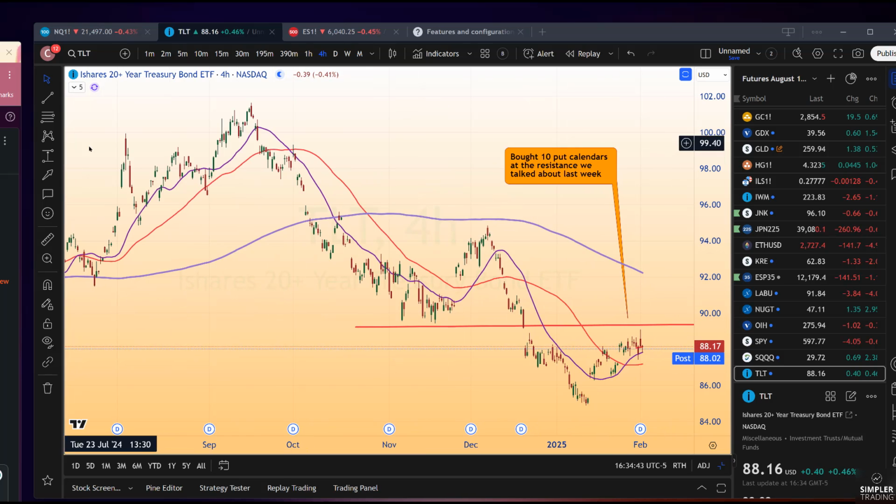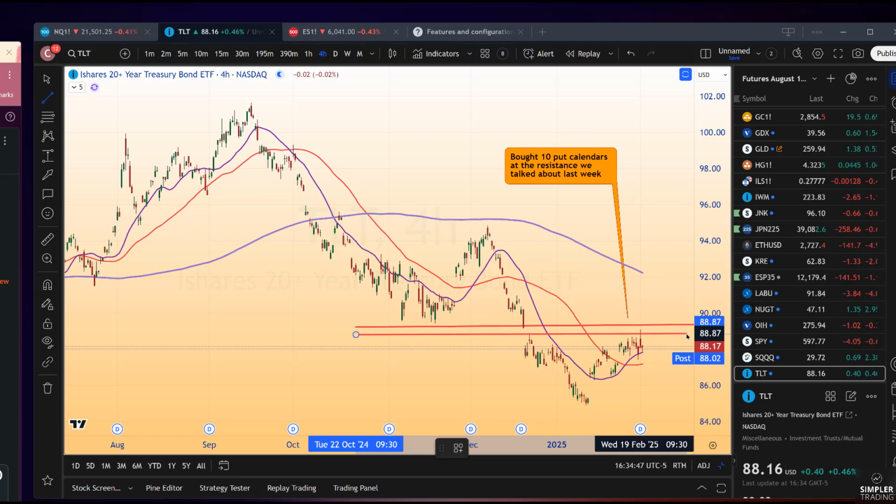right to the resistance. Like I said, it's a zone, but at the zone, you're going then to a shorter term chart to time your entry. So we have calendars. We'll see what happens because we have a lot of economic reports coming up, but we have calendars going right when it hit that top. So we're short the TLT.